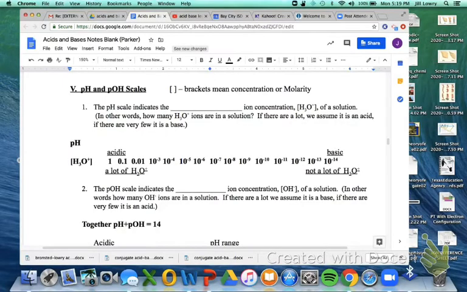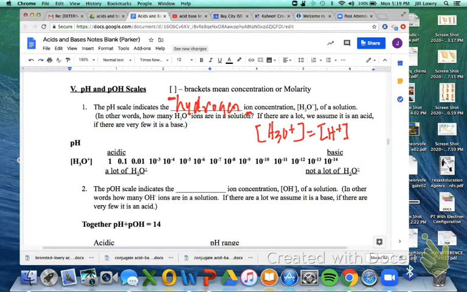All right, we're going to move on with our acid-base notes. We're going to be moving on to pH and pOH scales and the calculations that involve that. So the pH scale indicates the hydrogen ion concentration. That can be written as H3O+ or sometimes you'll just see it shorthand as H+. Both of those represent the hydrogen ion concentration.